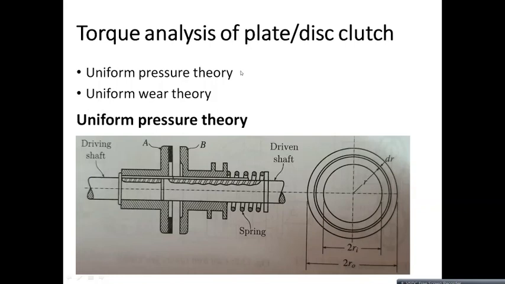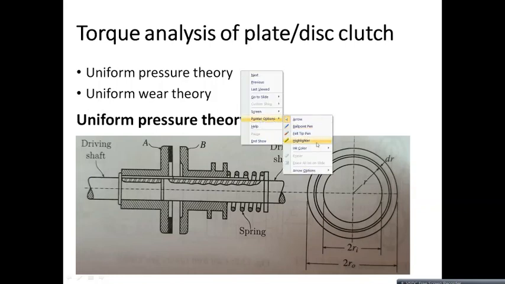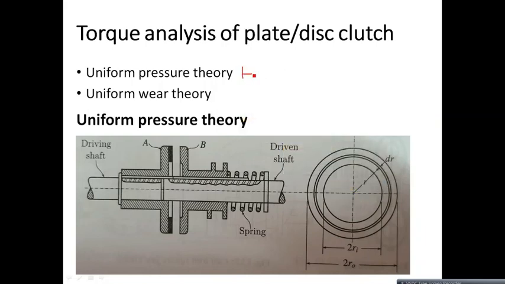As we noted in the earlier class, we are going to get two types of theories to identify the dimensions. The first one: if the friction liner is new, then you go for the uniform pressure theory. If you want to go for the worn out clutch or the worn out liner, then you go for the uniform wear theory.